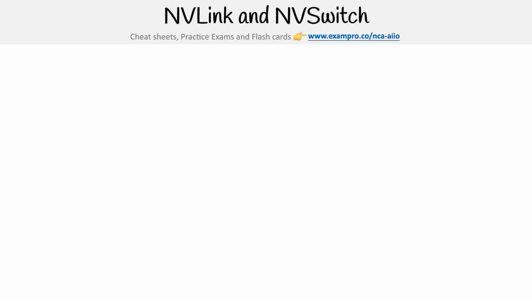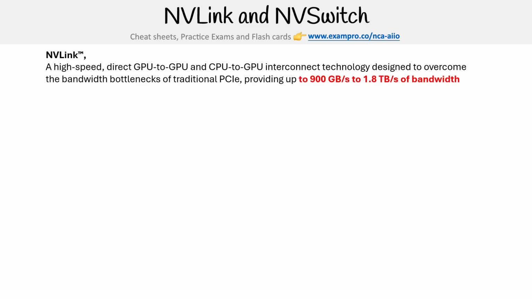Let's take a look at NVLink and NVSwitch. So NVLink is a high-speed direct GPU-to-GPU and CPU-to-CPU interconnect technology designed to overcome the bandwidth bottlenecks of traditional PCIe, providing up to 900 gigabytes or 1.8 terabytes bandwidth. Okay, so NVLink does not traverse PCIe at all, but it has its own special connection to do so. And the reason I call this out is because these things get plugged into the PCIe port, right? But they also have their own connection.